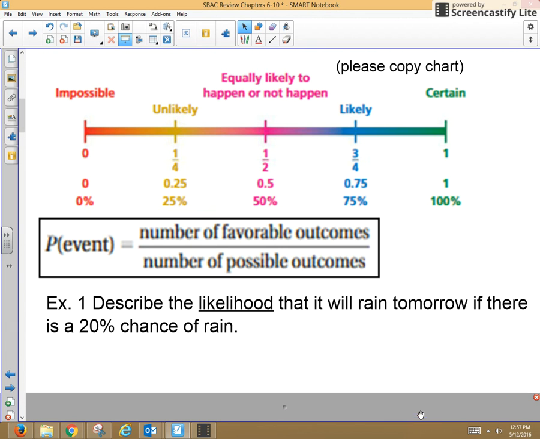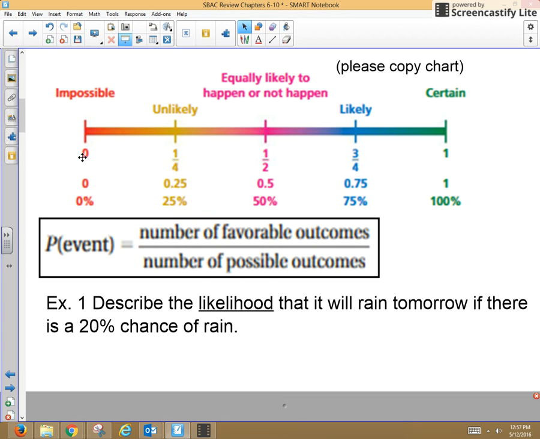So example 1 says, describe the likelihood that it will rain tomorrow if there's a 20% chance of rain. So you look at the probability chart here, and if you notice, you see 25%, but you don't see exactly 20%. 20% would be somewhere around here. So as you think, it's somewhere between impossible or unlikely.